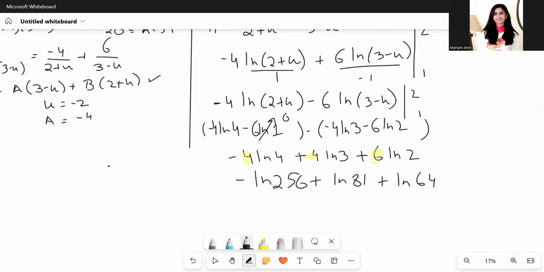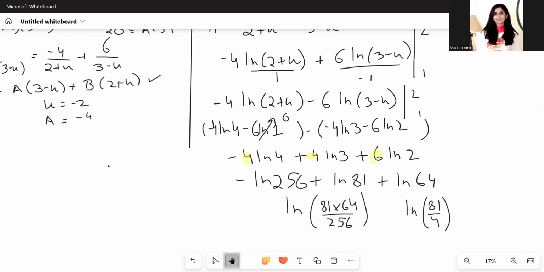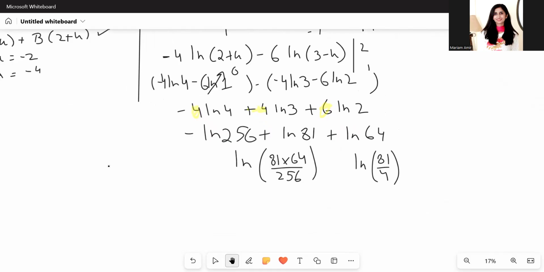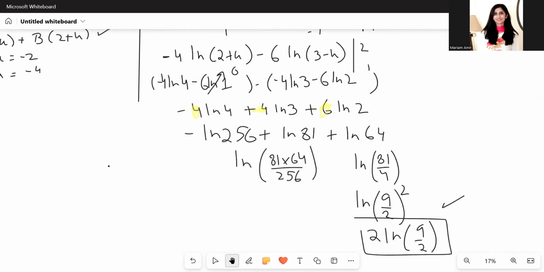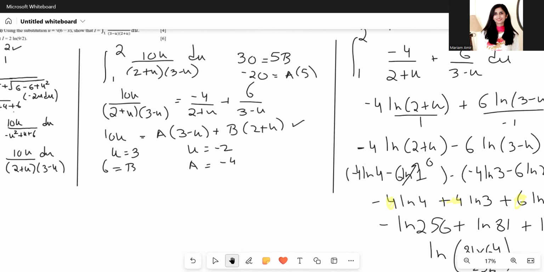Okay. Now, using the rule of log, we're going to take ln common. The positive values get multiplied, the negative values get divided. That gives us ln 81 upon 4. But they want the answer in terms of ln 9 over 2. So this is actually ln (9 over 2) squared, which becomes 2 ln 9 over 2. And this is what we had to show. And that's our final answer. Yep, 2 ln 9 over 2.